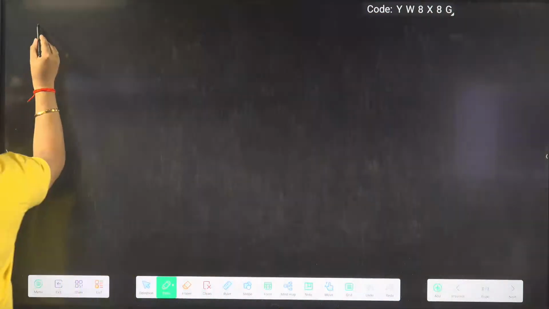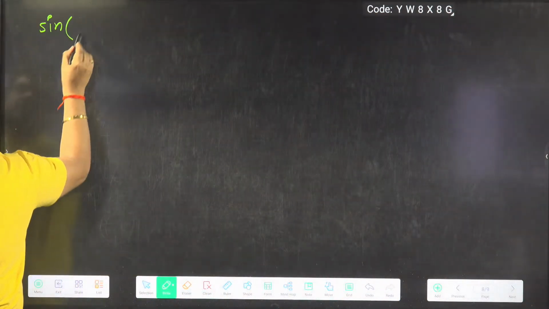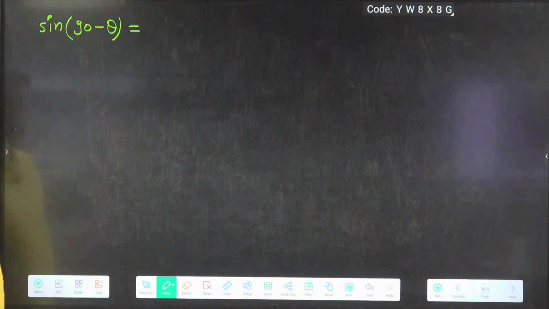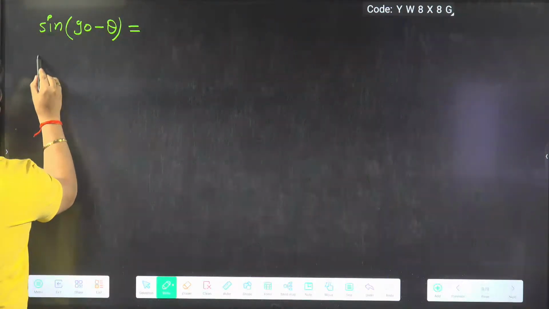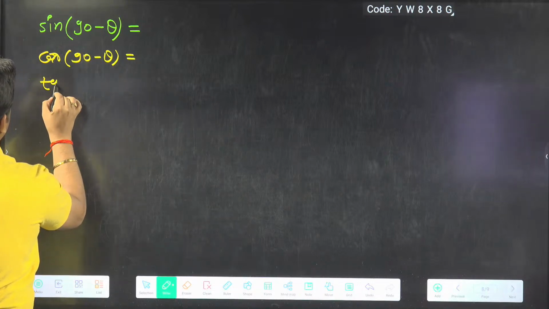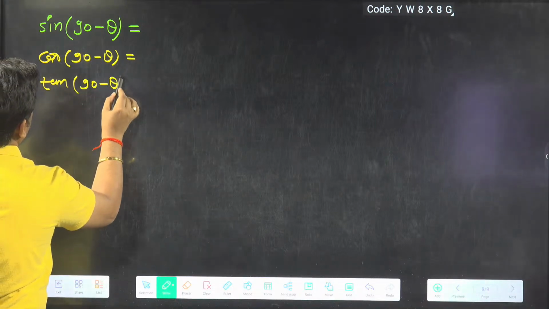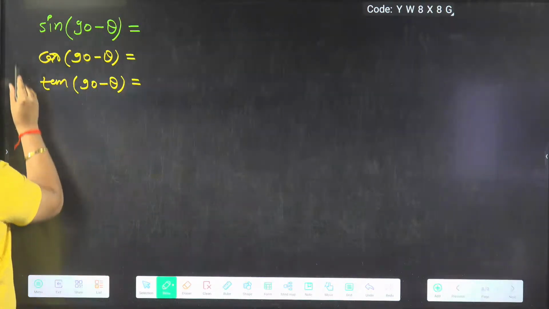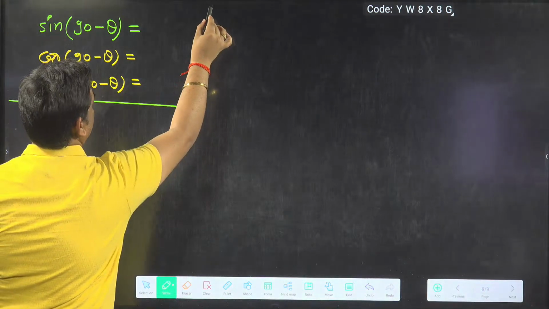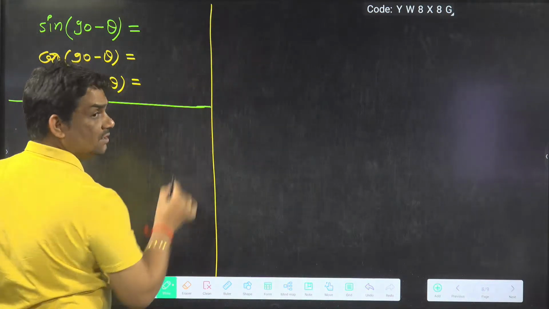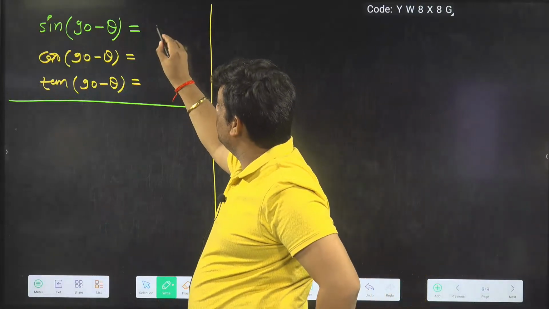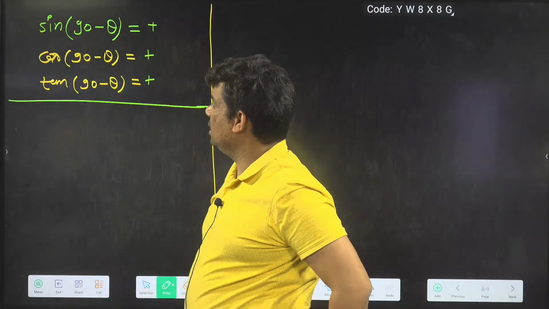So if I write number one, tell me fast: sine 90 minus theta, cos 90 minus theta and tan 90 minus theta. First quadrant or second quadrant? Tell me fast. You can see, sir, all are in the first quadrant. In the first quadrant, all are positive or negative? All are positive. In the first quadrant, all are positive.